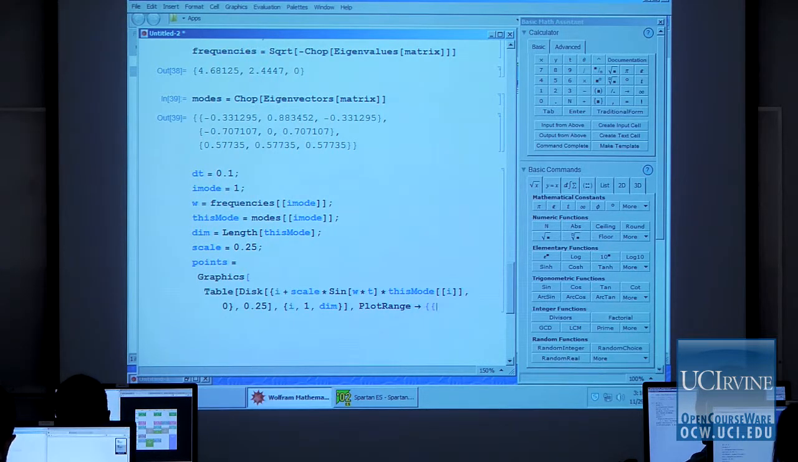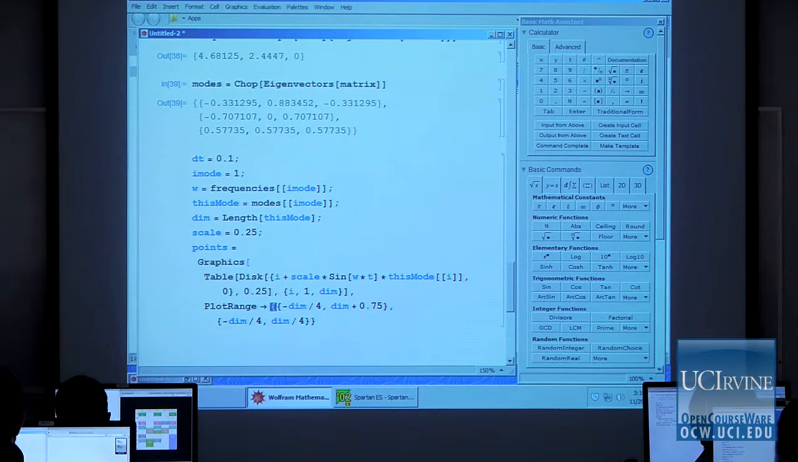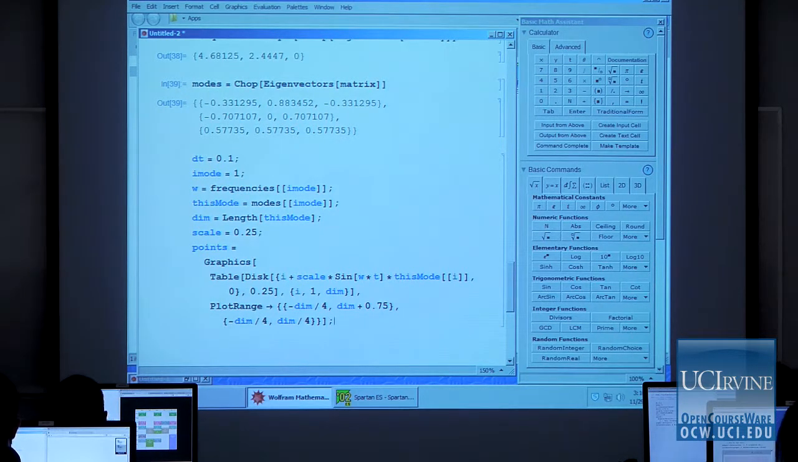Okay. All right, now I'm going to say plot range, arrow, and these are some values that I sort of determined by trial and error to make a nice looking plot. Minus dim over 4, comma, dim plus 0.75, curly, comma, and then minus dim over 4 to dim over 4. Curly, square bracket, semicolon. You're going to be underwhelmed by how not so beautiful this picture is going to be, but it's kind of fun to be able to do it.